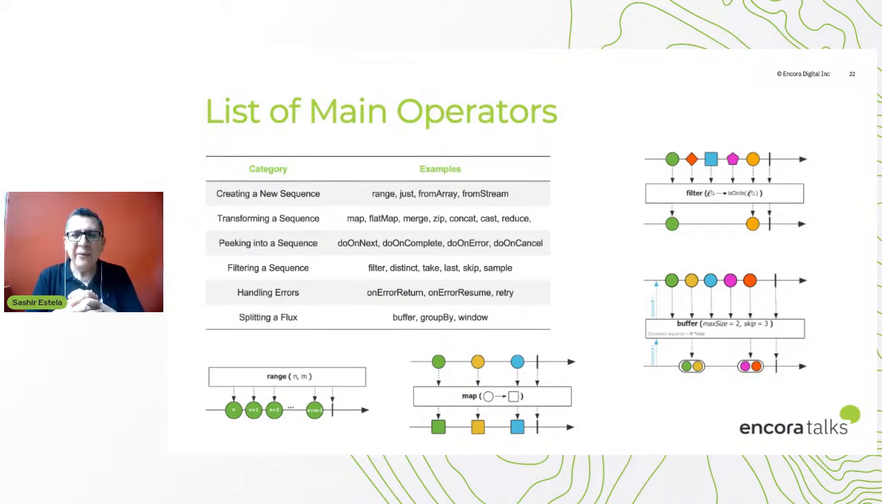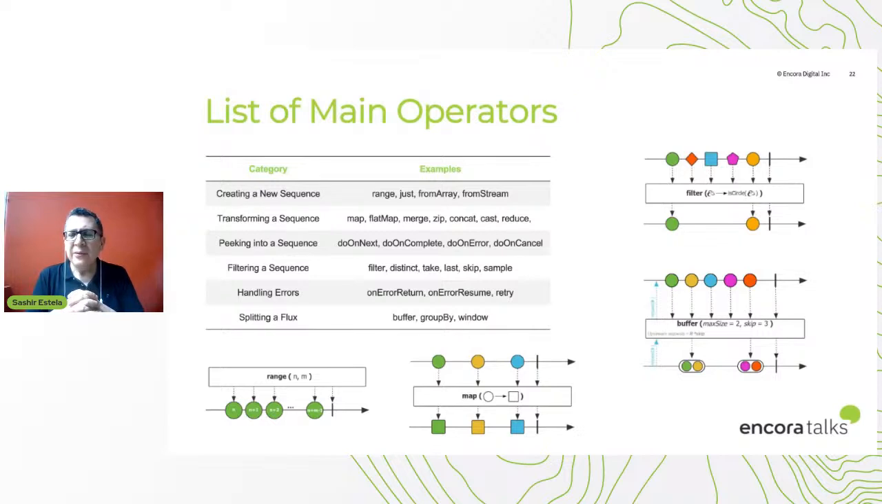Okay, for transforming a data stream, we have the map operator. The map operator, in this case, is applying a transformation to turn circles into squares, creating a second data stream.